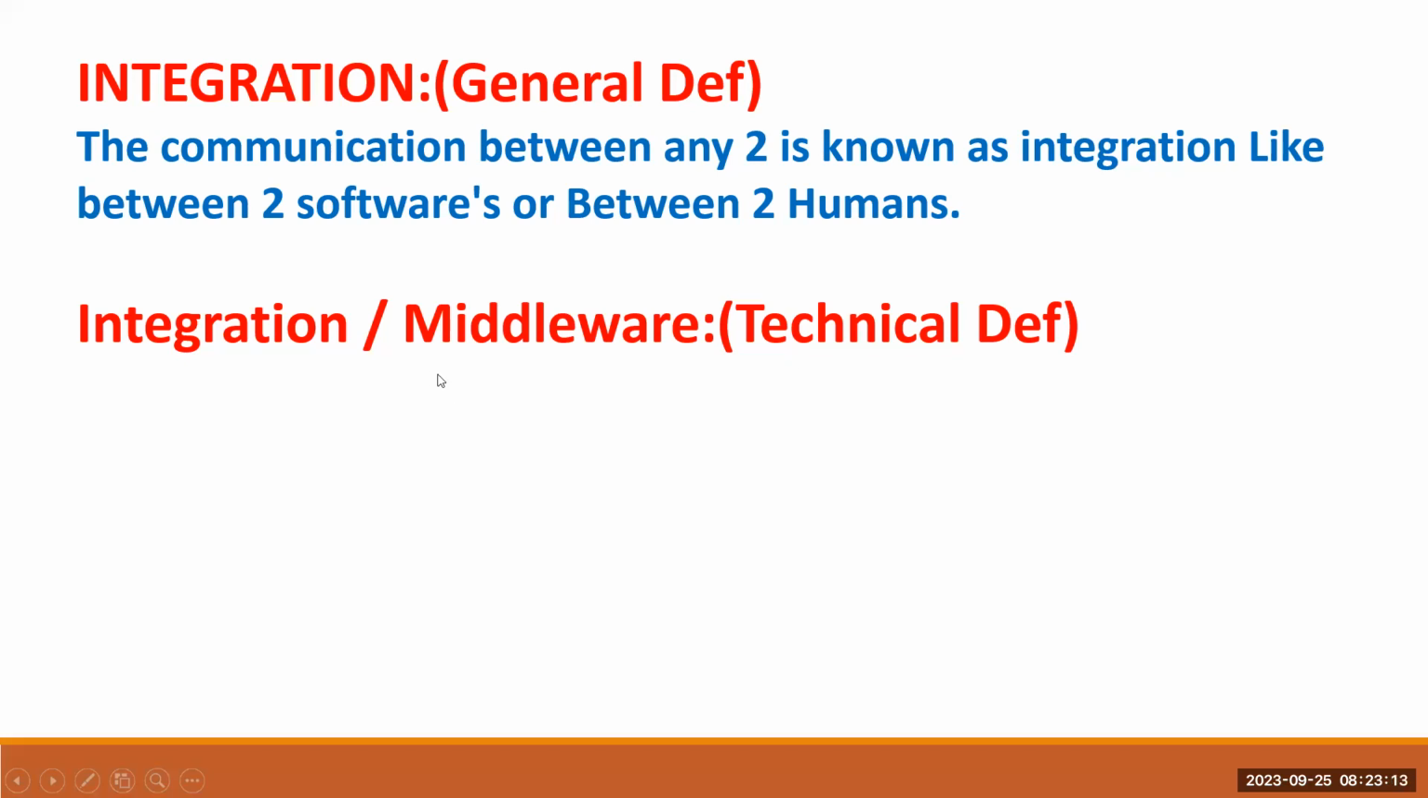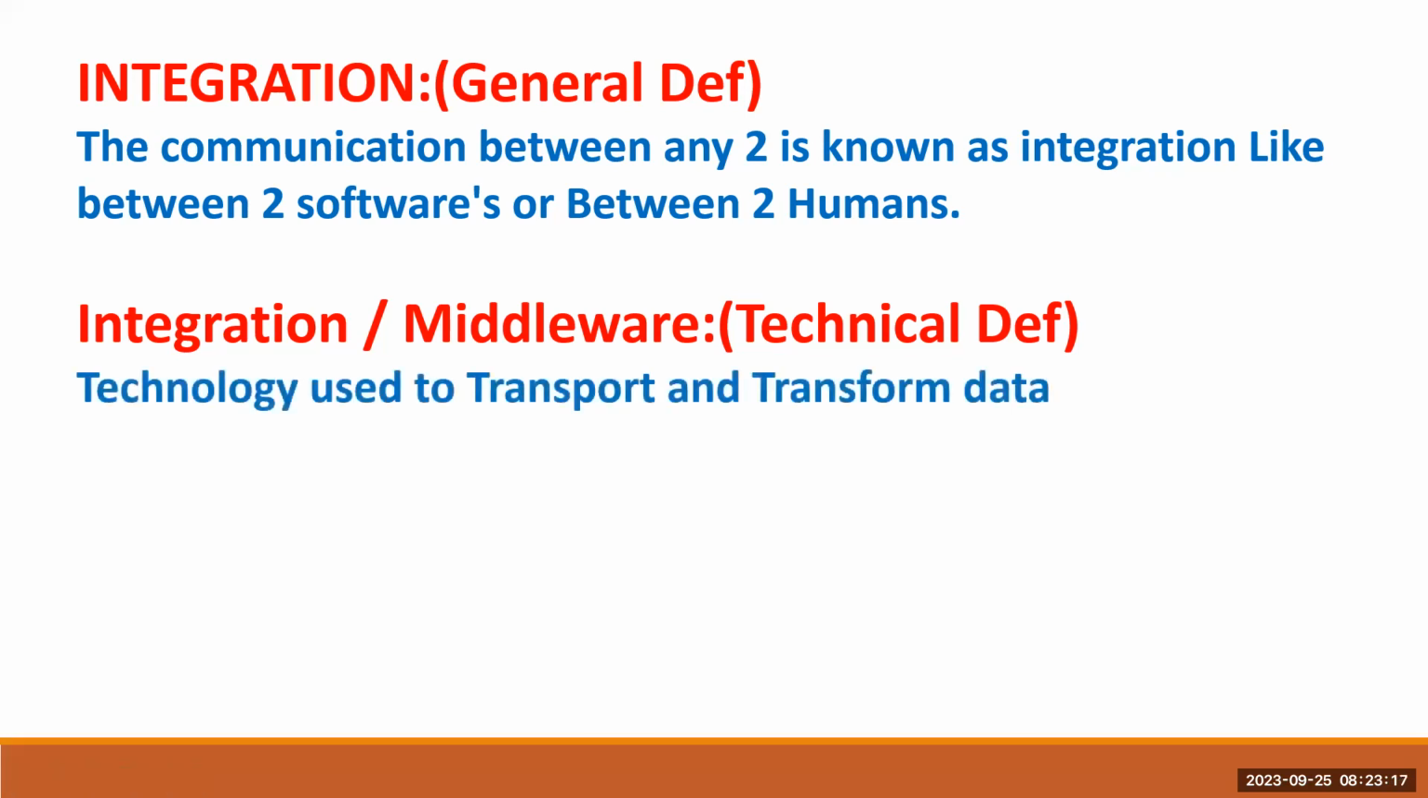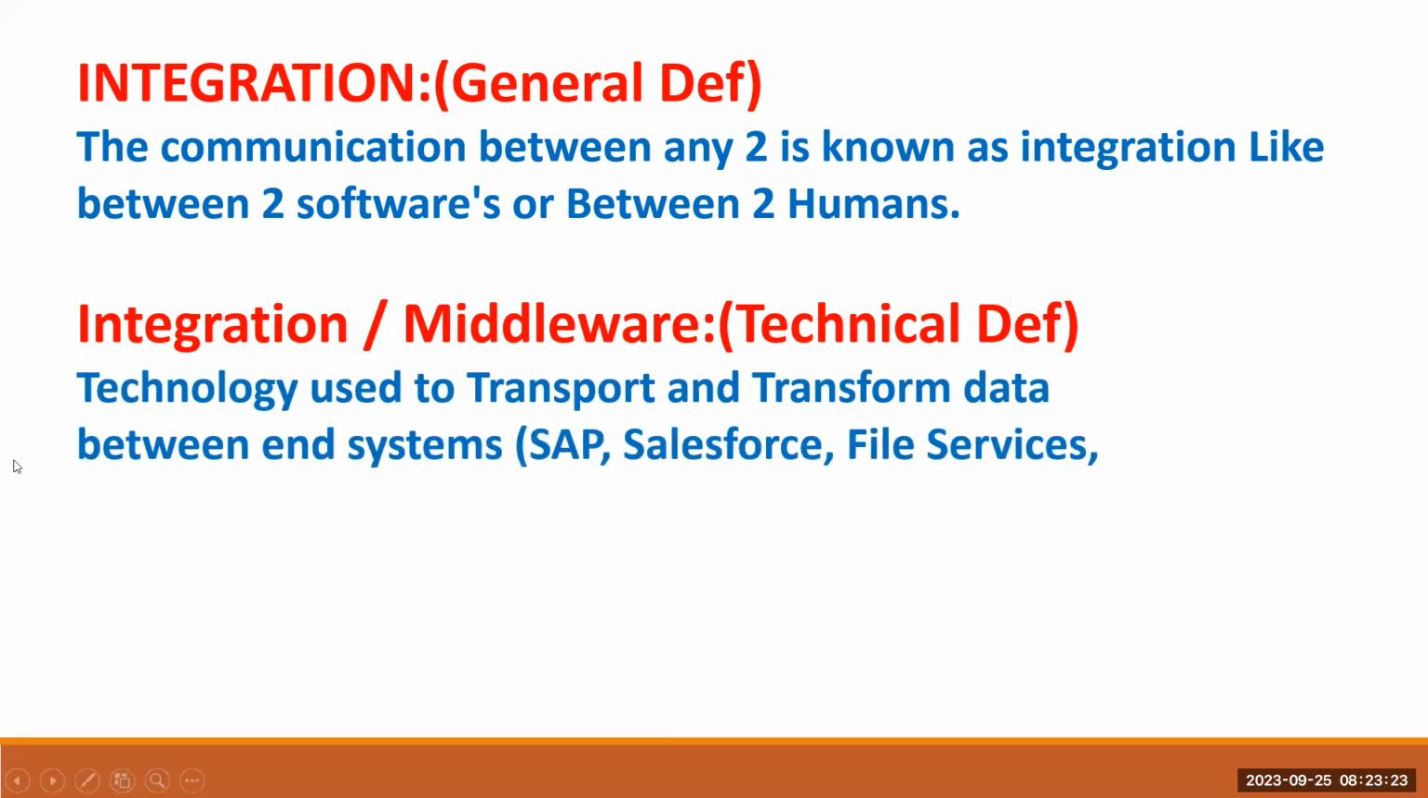So here, integration is nothing but a technology which is used to transport and transform the data between the end systems. An end system is nothing but it could be anything. It could be SAP, it could be Salesforce, it could be a file or mobile or database, whatnot. So an end system is nothing but any database.